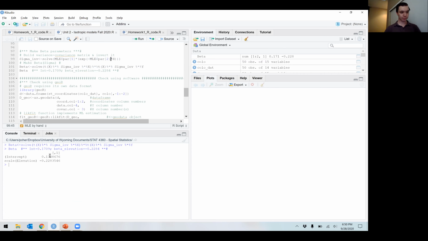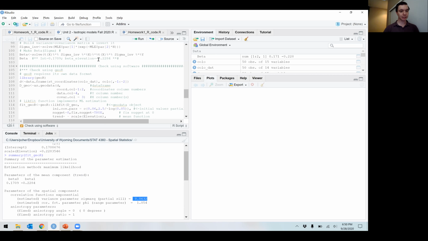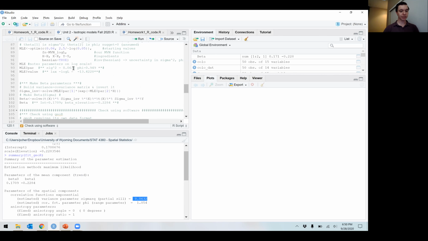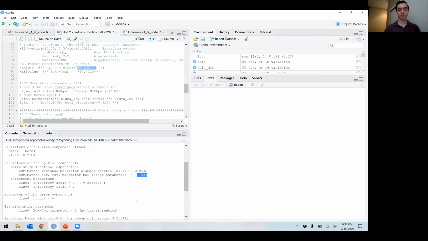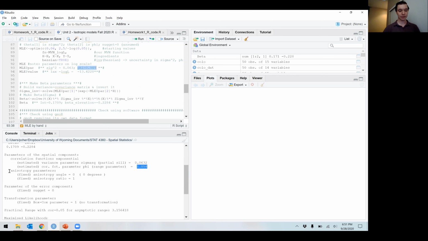And if we now check with the bona fide package, we should be matching pretty much exactly. Here is negative 0.2284, 0.1709. Here is my partial sill estimate, 0.06. If we come up here, 0.0632. The phi is just a little bit off, but this is still quite close. Very, very close. Anisotropy parameters, for now, we're not touching those, but in the future we will. Our nugget parameter is fixed at 0.